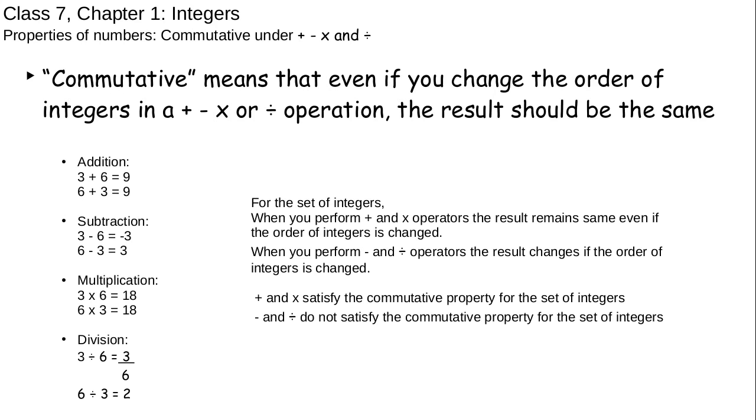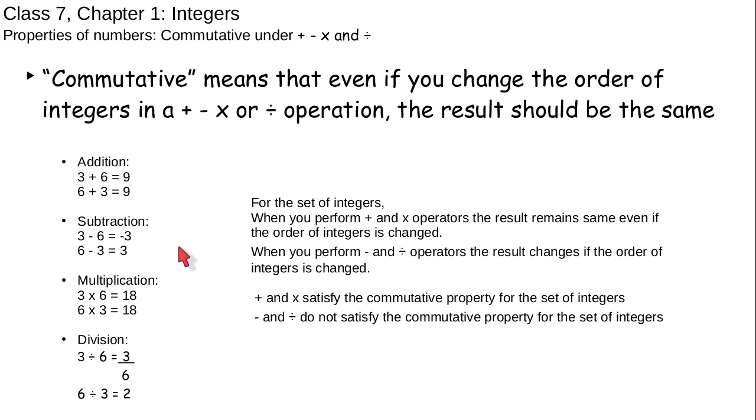The commutative property means that even if the order of the integers is changed in an addition, subtraction, multiplication or division operator, the result should remain the same. So let's take example numbers 3 and 6, right? So in addition, if you add 3 plus 6, the answer is 9. If you add 6 plus 3, that means you are reversing the order of addition, the answer is still 9. And this is in fact true for any two integers that you pick. Adding any two integers in whatever sequence will give you the same result.